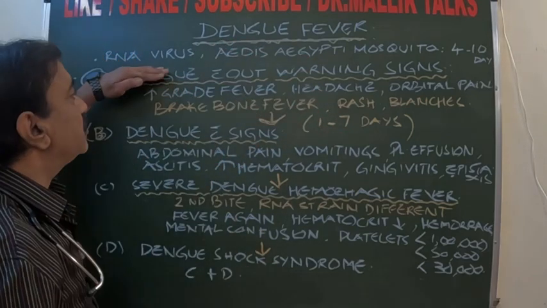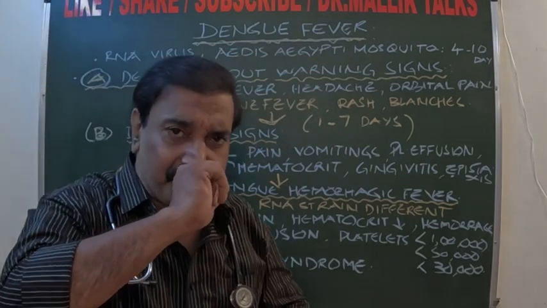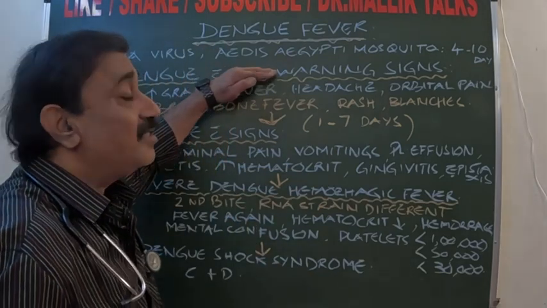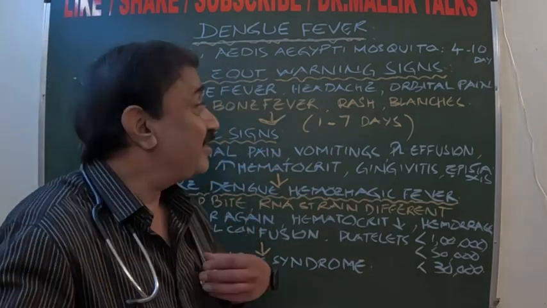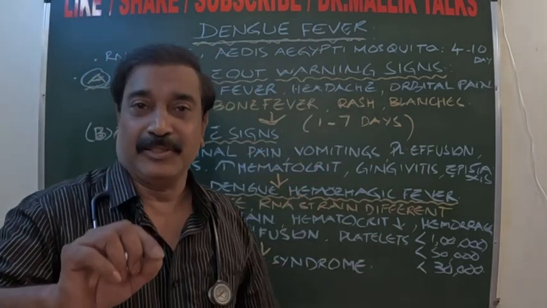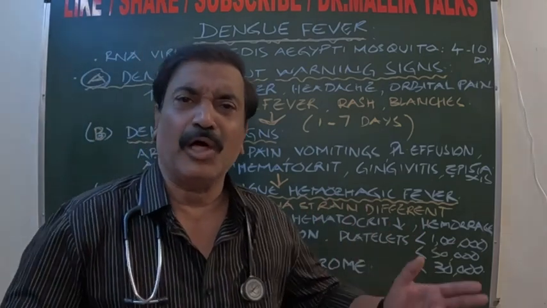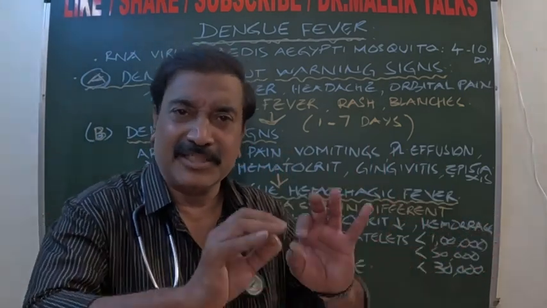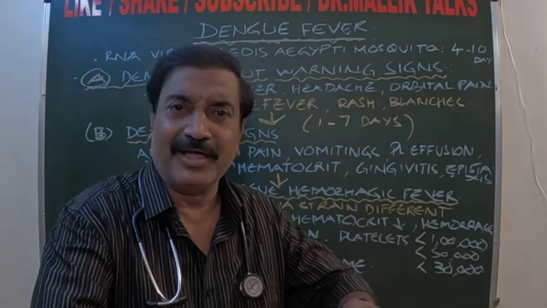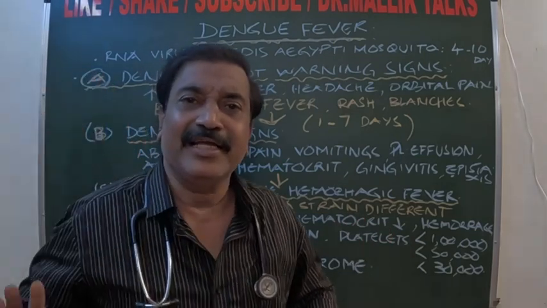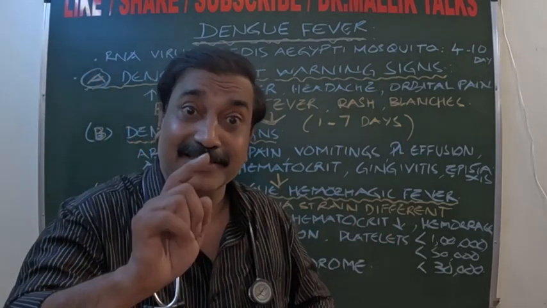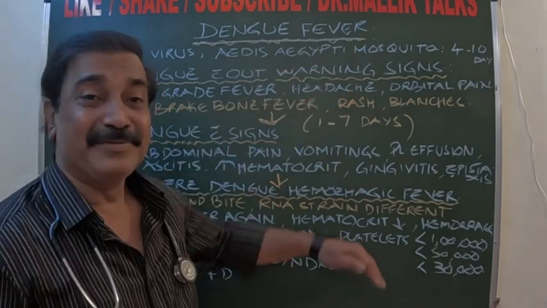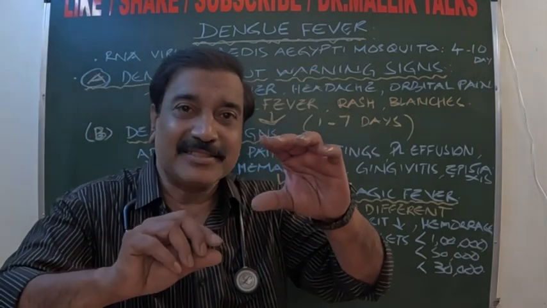Dengue fever is caused by an RNA virus. The dengue virus is an RNA virus and it is injected by the Aedes aegypti mosquito. We all know it. At Hussain Sagar, if you go to Tank Bund and sit there in the day for a while, you will definitely get an Aedes mosquito bite, because this bites in the day. You must have seen these mosquitoes.